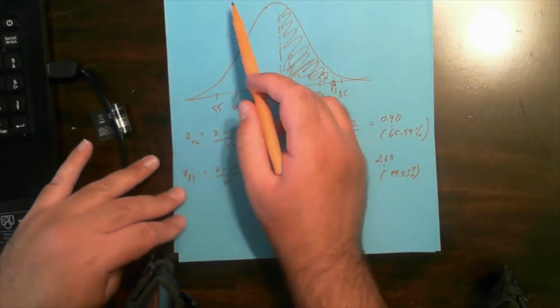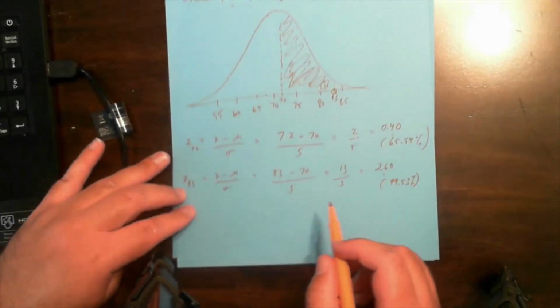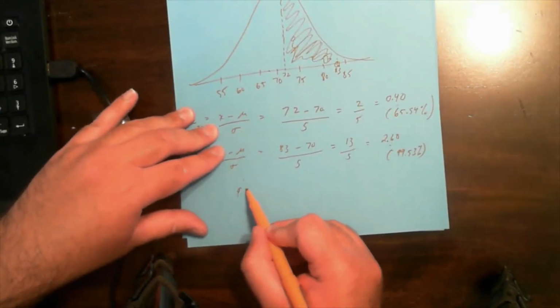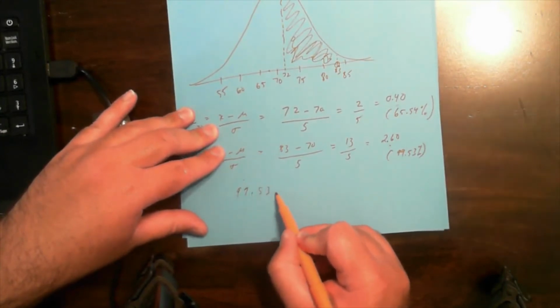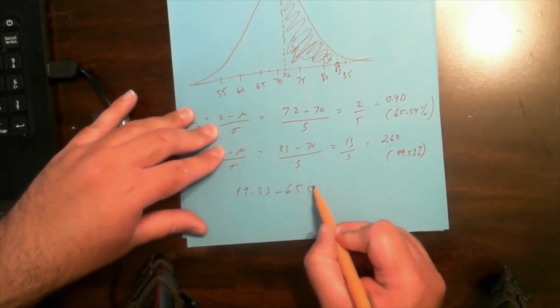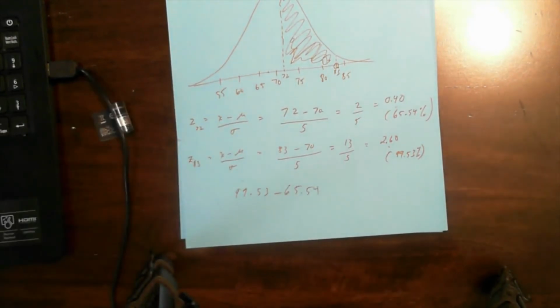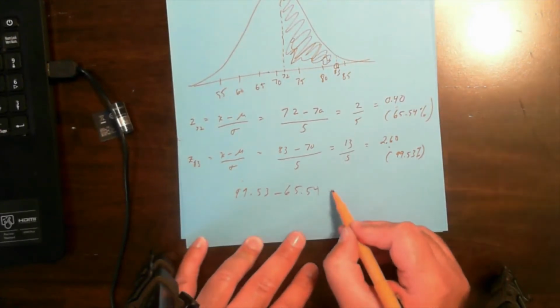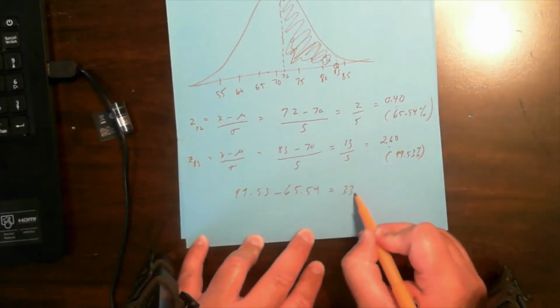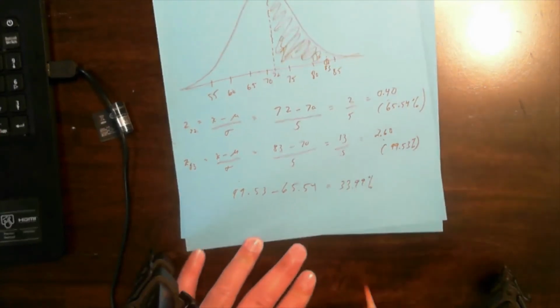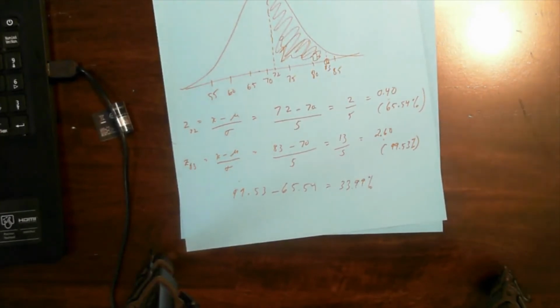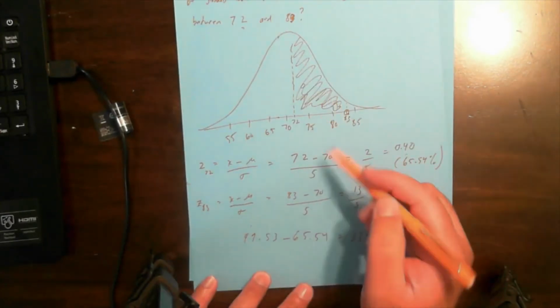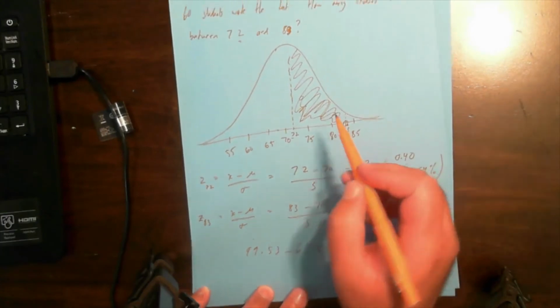So to find the percentage of the students that scored between 72 and 83, I would just take 99.53 and then subtract 65.54. This is now going to give me the percentage of students that wrote the test that scored between those two values, right? So subtracting those, that's going to be 33.99%. So that tells me that 33.99% of the students scored between 72 and 83.